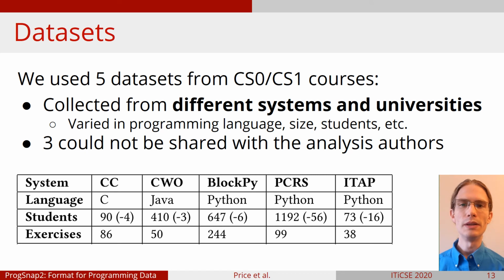ProgSnap2 gave us the ability to address our research question using 5 distinct data sets. These were collected at different universities, under different programming contexts, and they featured different numbers of students, numbers of tasks, and different sizes of data.